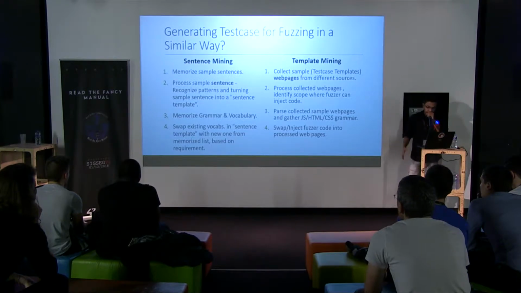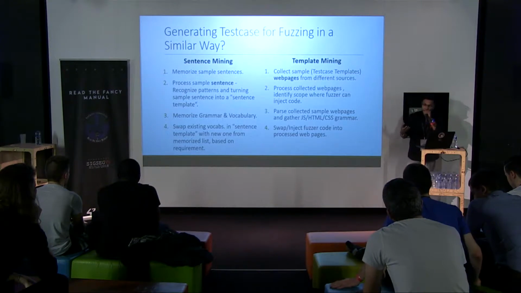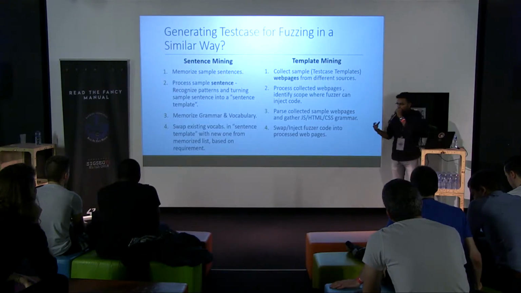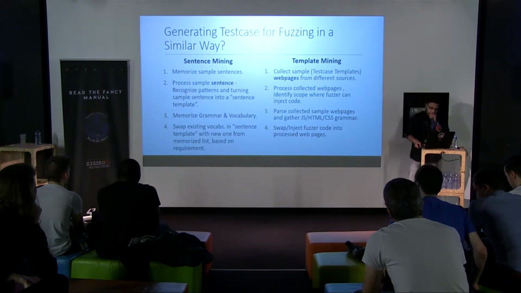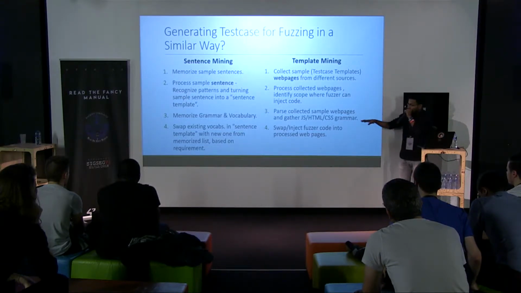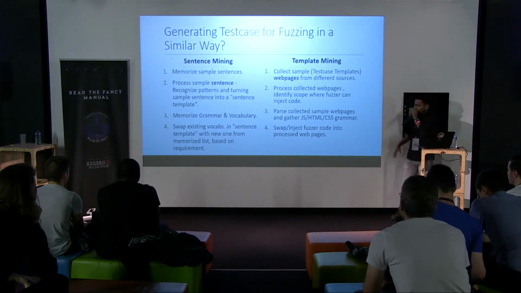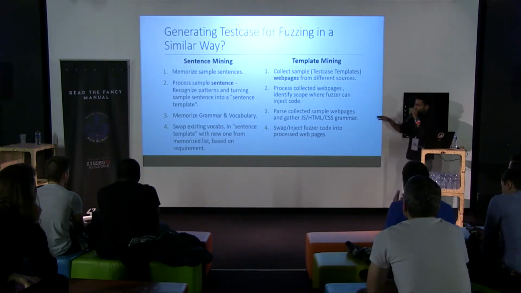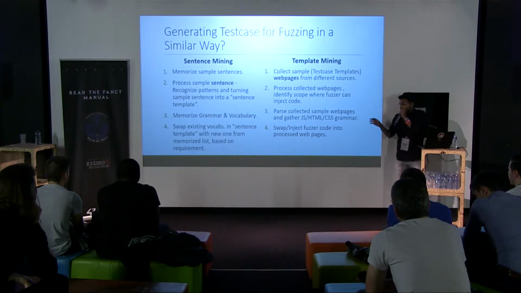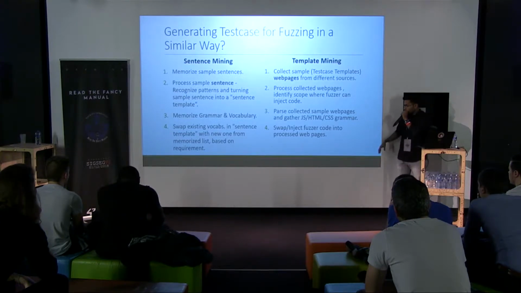The third step is memorizing grammar and vocabulary. In the second step, when we parse those raw web pages, we also try to collect different grammar from those web pages. The last and final step is swapping existing vocabulary in the sentence template with a new one from the memorized list. In our fuzzing case, what we are going to do is inject some fuzzing code into those mined web pages in the fourth step.